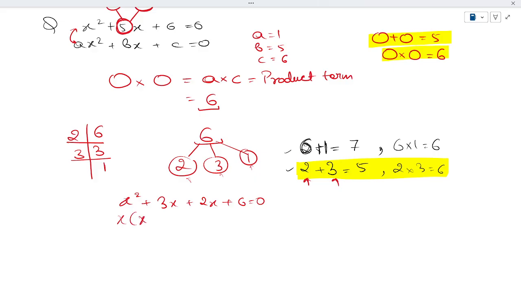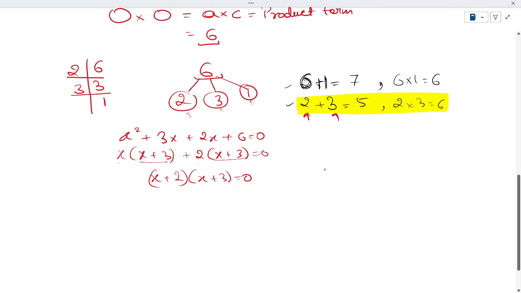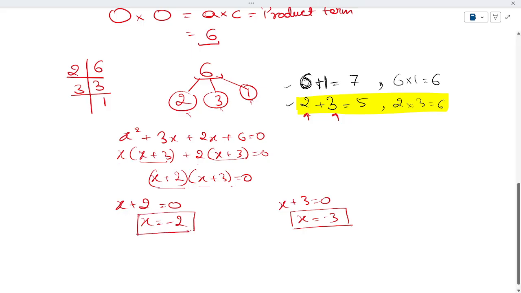Now taking x common, and here we are taking 2 common. We are trying to make these brackets common so that we can pull out a single common factor, right? x plus 3 is a factor and x plus 2 is also a factor. So from here, you can see that this whole equation equals 0. So either this is 0 or this is 0, right? Taking these equal to 0, we get x equals minus 2 and x equals minus 3. So these are the values of x and these are the roots of this equation.